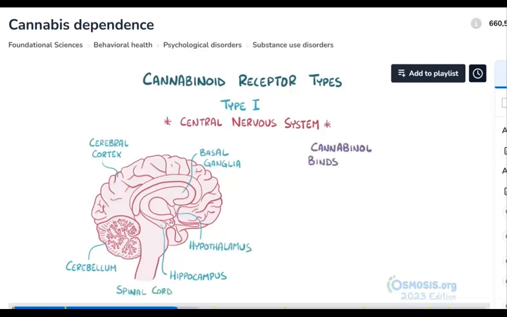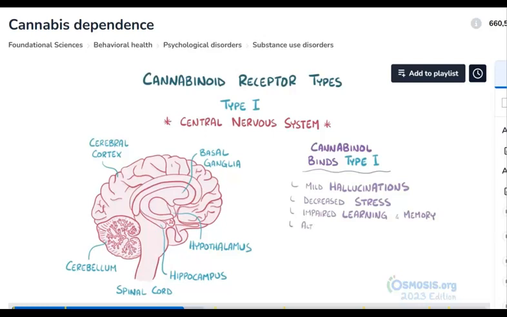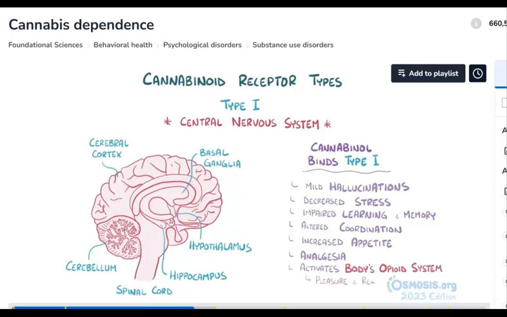Cannabinol binds to cannabinoid receptor type 1, slowing down activity in those parts of the brain, which results in mild hallucinations, decreased stress, impaired learning and memory, altered movement and coordination, increased appetite, and analgesia. Activation of the cannabinoid receptor type 1 also activates the body's endogenous opioid system, releasing dopamine into the nucleus accumbens to produce feelings of pleasure and reward, which explains why the pathway can be addictive.